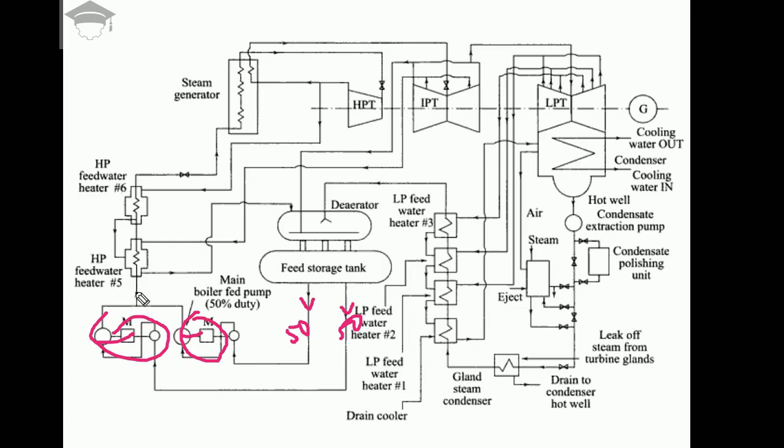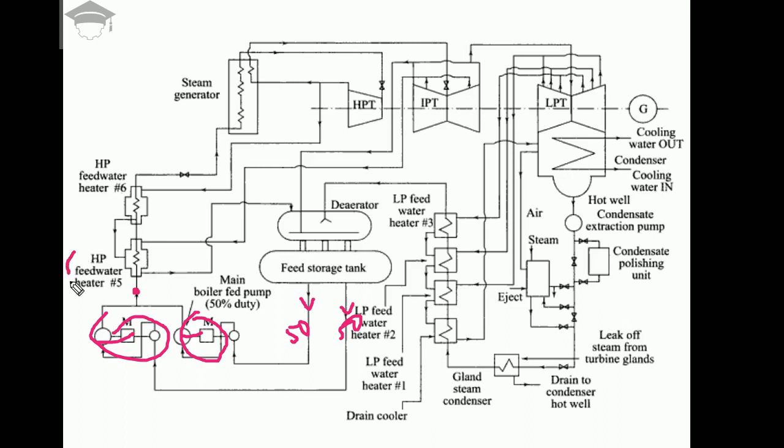Now at this point we have 100% high grade energy water. It means the water is pure, with more pressure and temperature, and it is 100% liquid. No vapor is there, no air is there, no water vapor is there, only 100% liquid at this point, having more pressure and temperature. Now this is circulated further through a high pressure feed water heater.